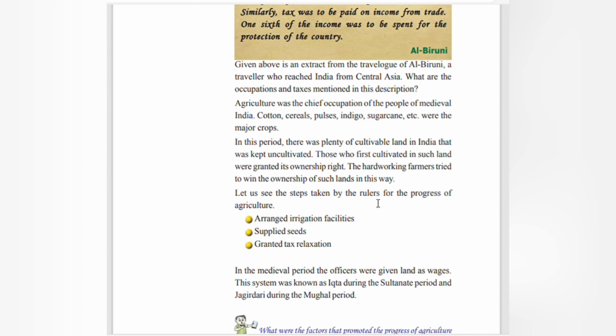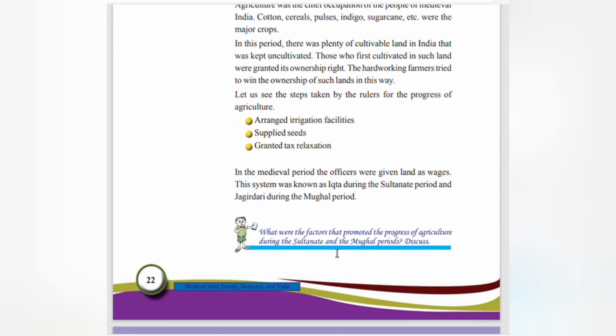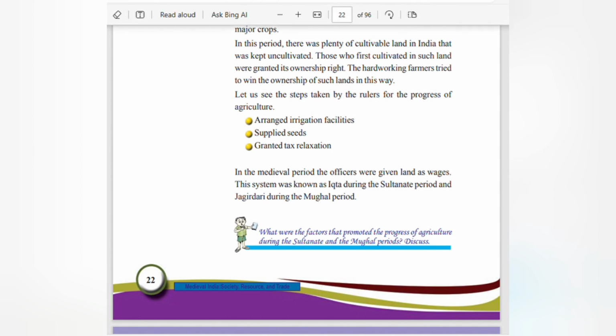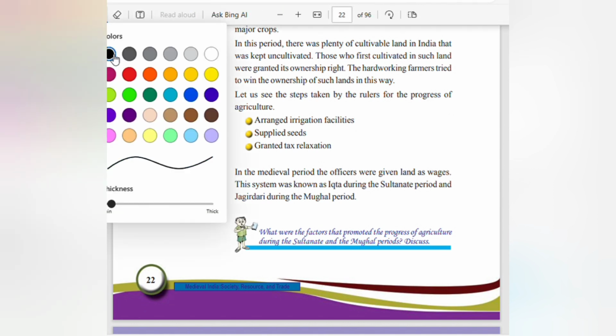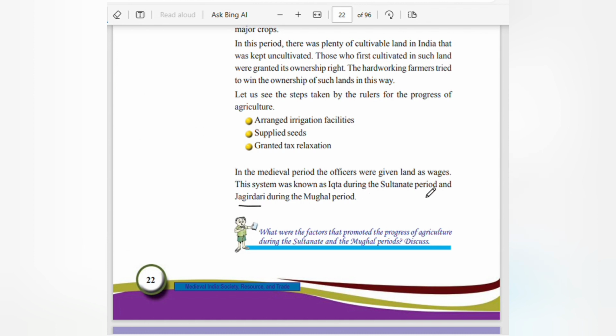Let us see the steps taken by the rulers for the progress of agriculture. Arranged irrigation facilities. Supplied seeds. Granted tax relaxation. In the medieval period, the officers were given land as wages. This system was known as Ikta during the Sultanate period and Jagirdari during the Mughal period. Okay, Ikta during the Sultanate and Jagirdari during the Mughal period.